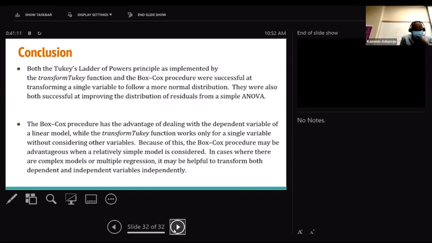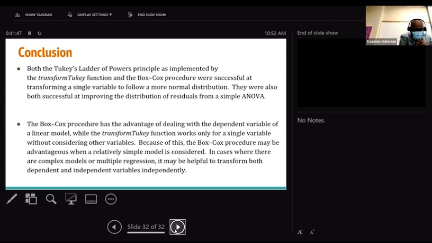Okay, now I said the Box-Cox procedure has the advantage. Let me now tell you. We've used a Tukey, we use a Box-Cox procedure, but the Box-Cox procedure has the advantage of dealing with the dependent variable of a linear model, while the transform Tukey function works only for a single variable without considering other variables. You remember, I showed you for the Box-Cox, it considered both the response and the other variable. But the Tukey only focuses on a single response alone.